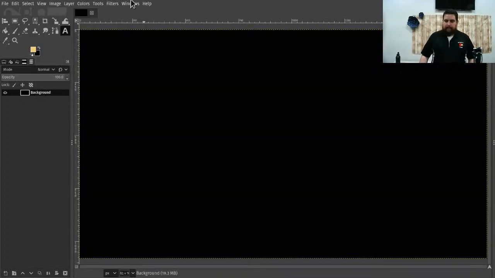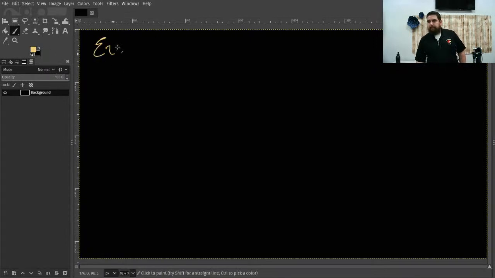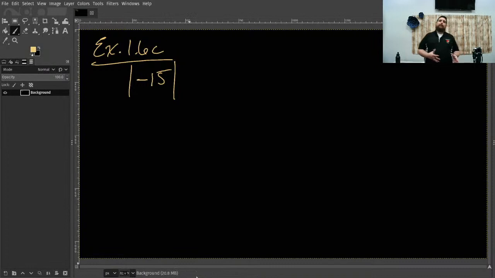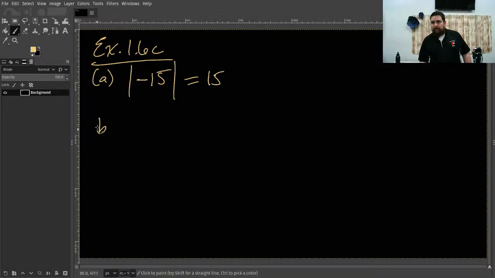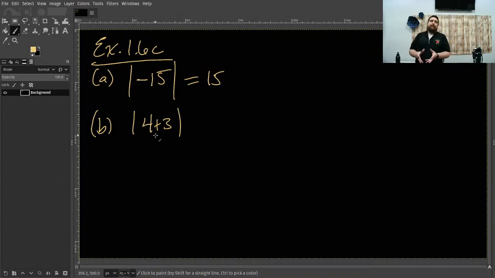Okay, so we have example 1.6c. We have the absolute value of negative 15. Again, that means it's going to be 15 units away from 0, so we just write that this is 15. That was part A. Part B, we're told to find the absolute value of 4 plus 3. Anytime we have anything inside absolute value symbols, we have to do the operation first, because absolute value is grouping these together. So 4 plus 3 is 7, so we have the absolute value of 7, which is equal to just positive 7.